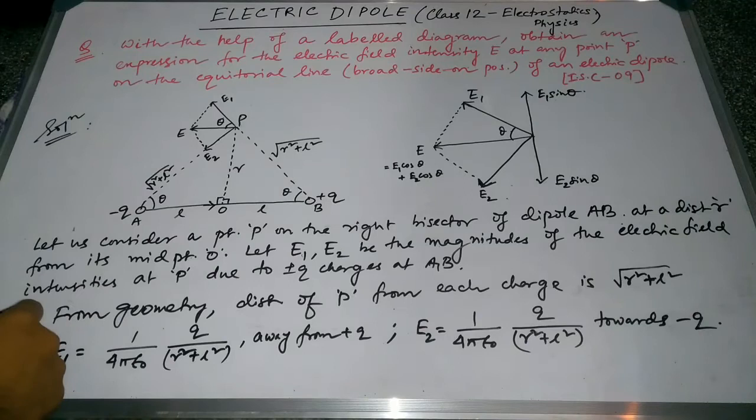So now we'll continue with the electric dipole. Previously I gave a lecture on electric dipole part 1, which consisted of an introduction on electric field intensity, electric dipole, and the electric field due to an electric dipole in an end-on position. So go through that video first, the link will be given in the description box, and then we'll start with this one, electric dipole part 2 lecture.